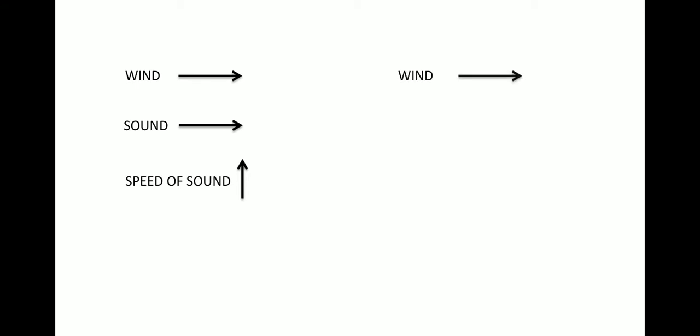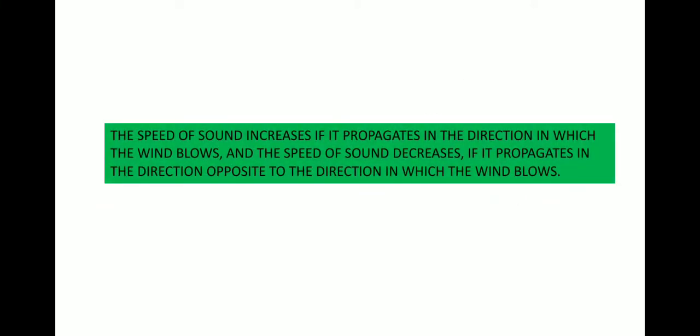Similarly, if wind flows in this direction and the sound is also propagated in the same direction, then the speed of sound will increase. And if the wind flows in this direction but the sound is propagated in the opposite direction, then the speed of sound will decrease. Thus we can say that the speed of sound increases if it propagates in the direction in which the wind blows, and decreases if it propagates in the direction opposite to the direction in which the wind blows. So these are the four factors on which the speed of sound depends.